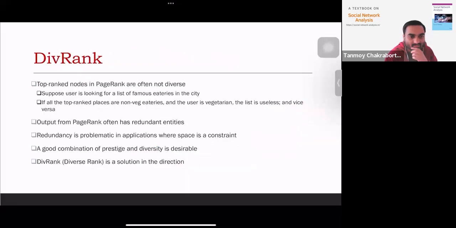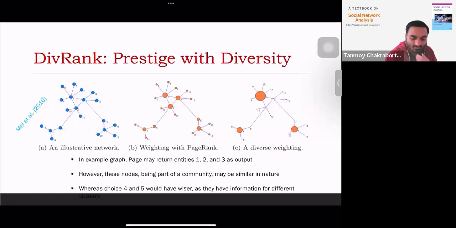Right, but the major limitation that PageRank suffers from is something called diversity. Okay, what do you mean by diversity? So remember, when we rank pages using PageRank, we only look at degrees, and we do not look at where these high degree nodes are located.